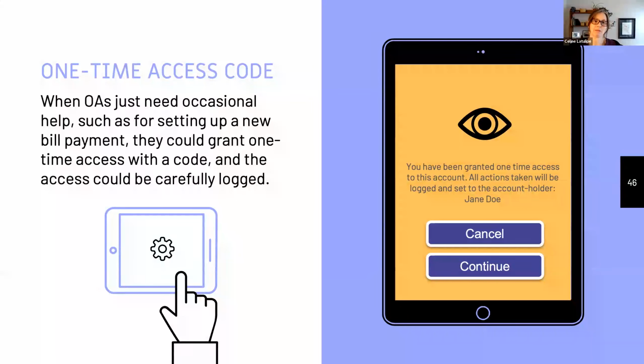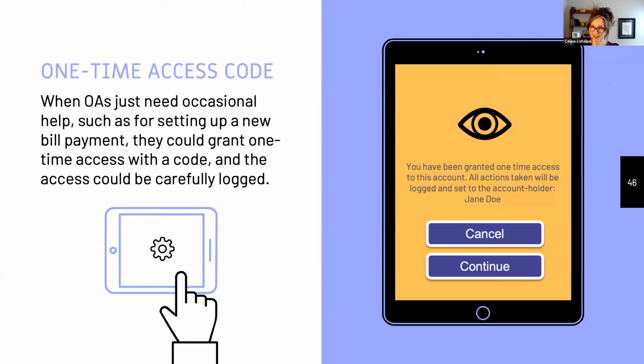And finally, you could think about something like providing one-time access codes. So, Aunt Jane needs my help. She has a new bill to pay. It's a new payee. She doesn't know how to set that up. She's not very comfortable with the banking technology. Celine, can you log in and help me with this? Well, what if she could grant me a one-time access code? Then I can log in once and set that up, and it wouldn't let me log in again. She doesn't need to share her username and password with me.